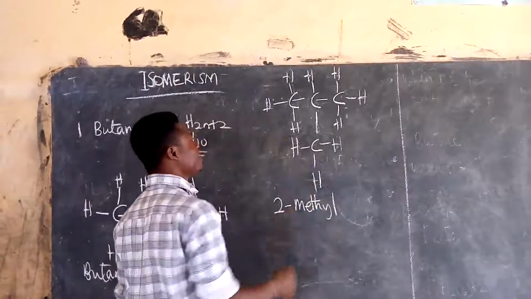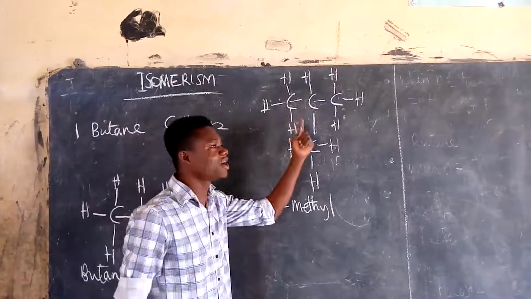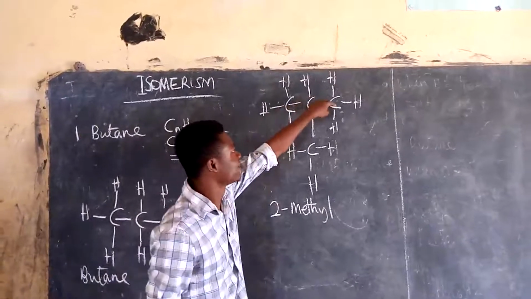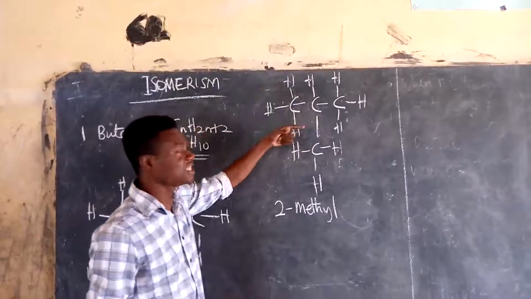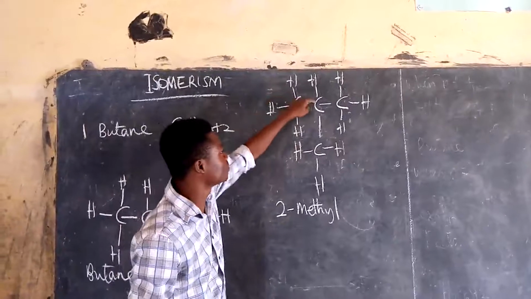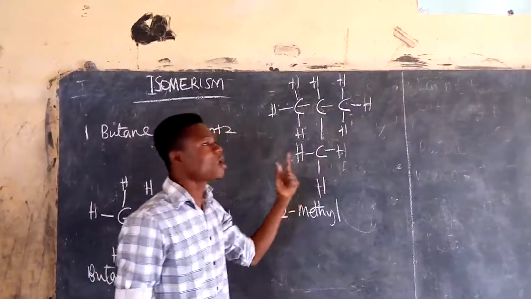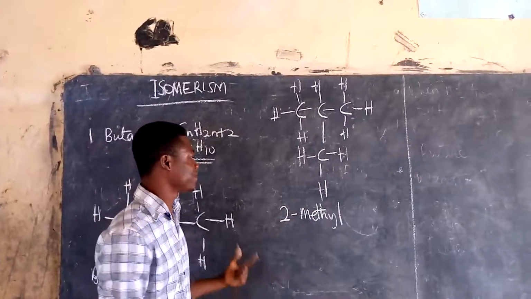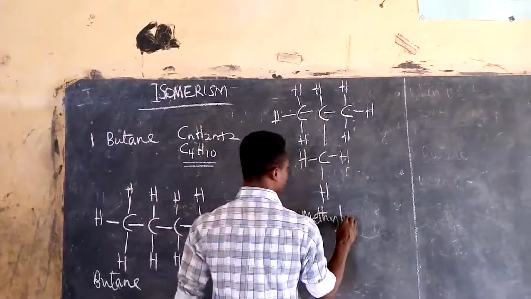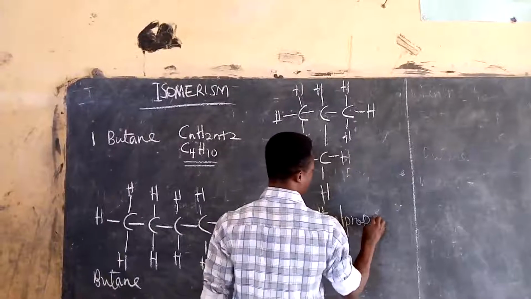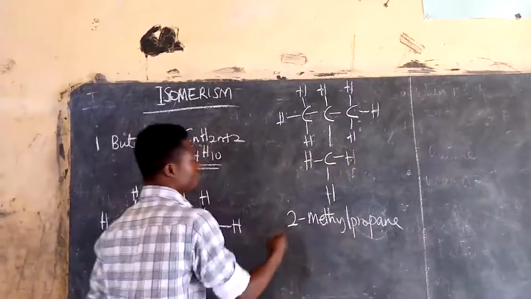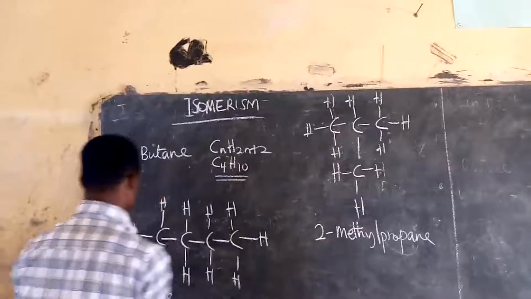And now you count the carbons of the longest chain. 1, 2, 3. That's the carbons of the longest chain. You also count 1, 2, 3, also counting from right to left. When you count the longest chain, you get 3. And therefore you have the name 2-methylpropane. And then butane.